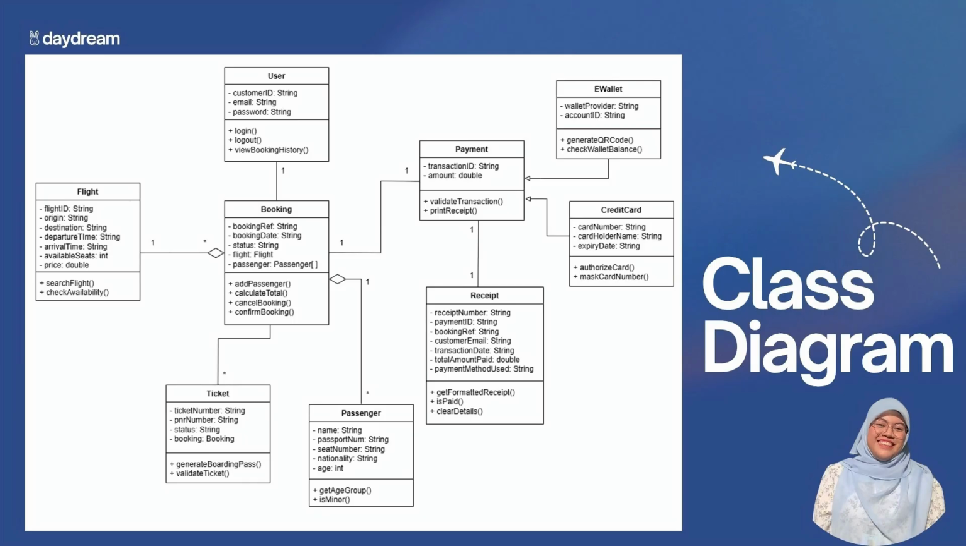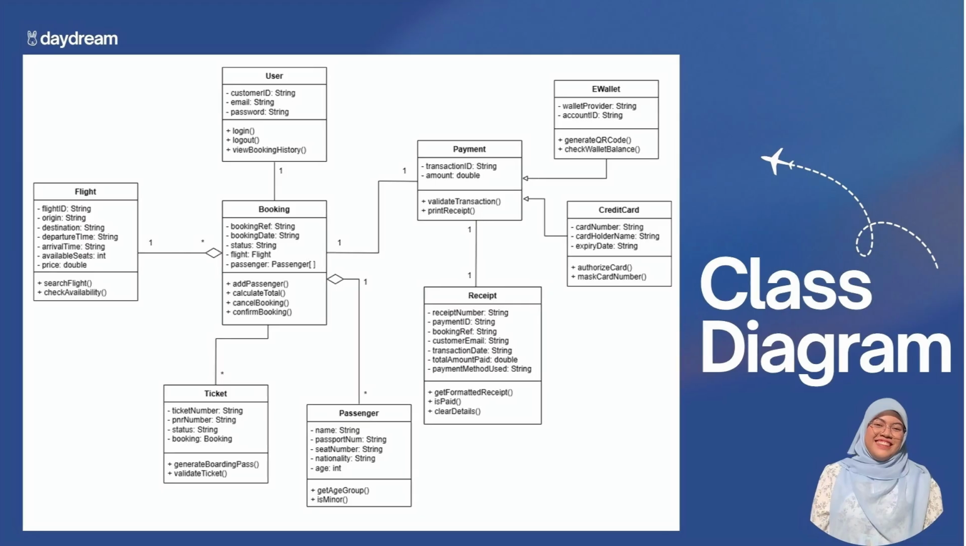Finally, to make our system flexible, we use inheritance for our payment processing. Payment acts as a generic parent class, which branches out into two specialized payment methods: wallet, which supports QR code generation, and credit card, which handles traditional authorization and card masking for security.